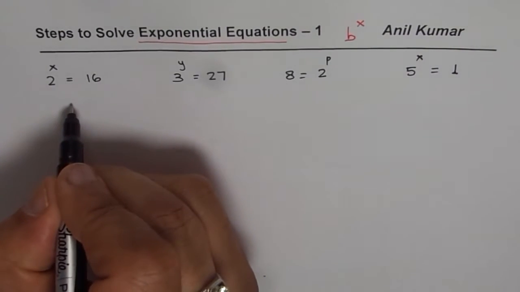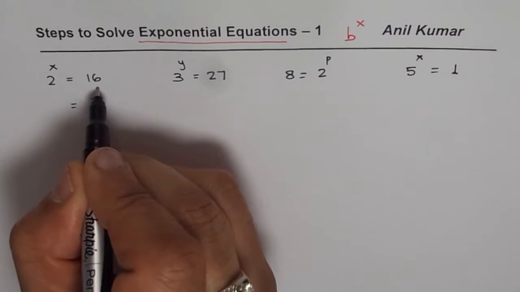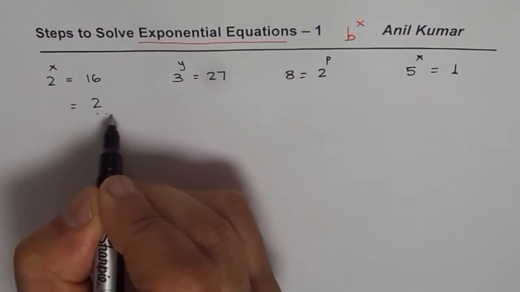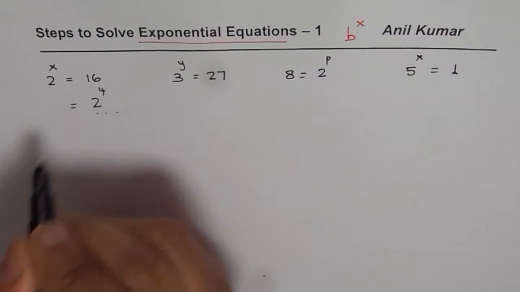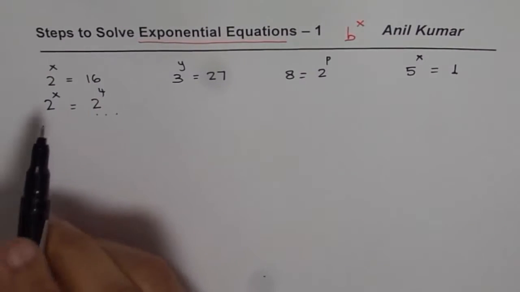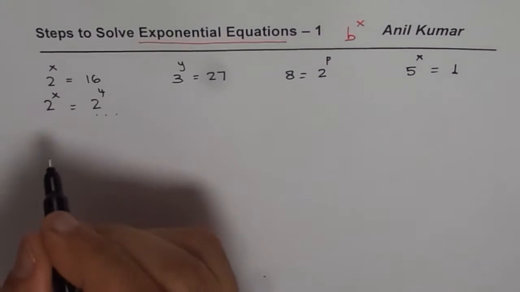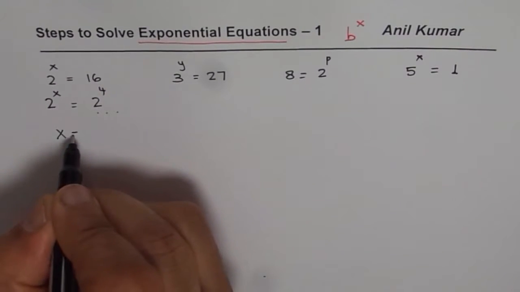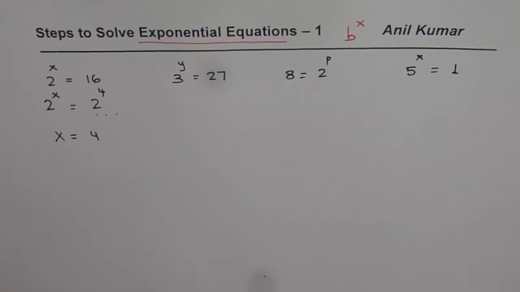For example, 16 could be written as 2 to the power of 4, right? 2 times 2 is 4, 4 times 2 is 8, 8 times 2 is 16, so 2 to the power of 4 is 16. And on the left side, we have 2 to the power of x. Now, since the bases are the same, x should be equal to 4, right? So that results in x equals 4. Once we know the value of x, we know exactly the solution of the exponential equation. So that's the idea.